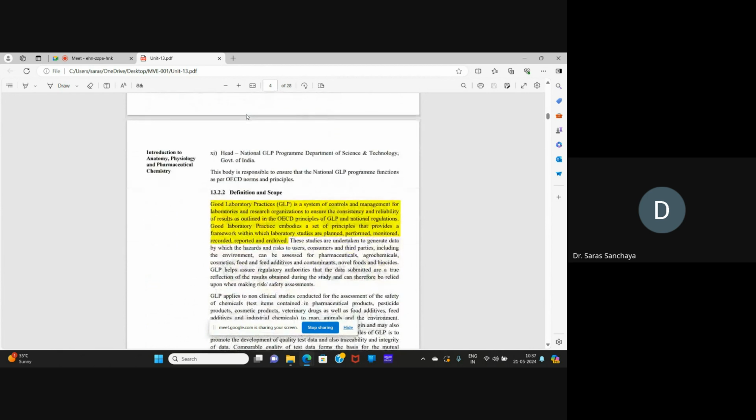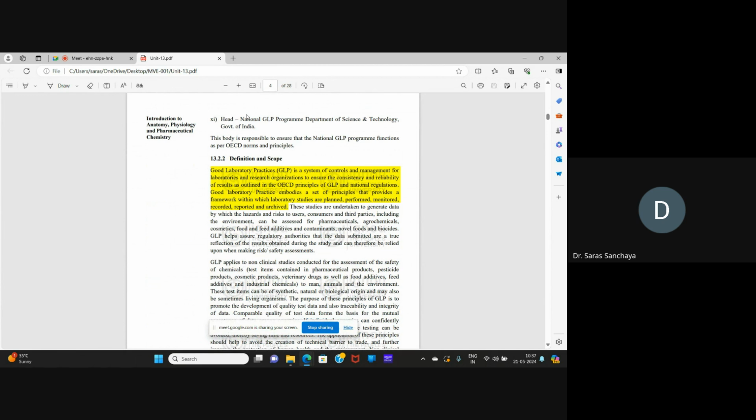Now, definition and scope. Good laboratory practices is a system of controls and management for laboratories and research organizations to ensure the consistency and reliability of results as outlined in the OECD principles of GLP and national regulations.